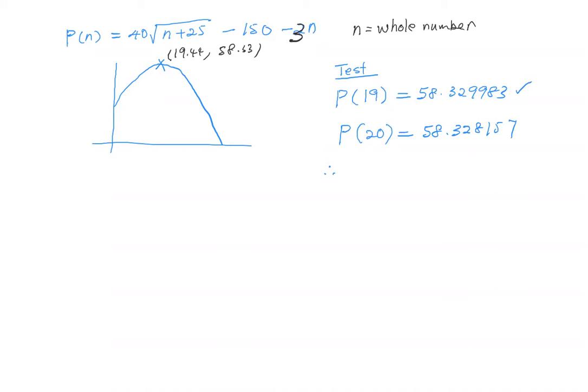So it's not a matter of rounding up or rounding down. You have to check. If you are talking about whole numbers, and 19.44 is not a whole number, you take one whole number before it, that is 19, and one whole number after it, that is 20, and you test. Then only you select. Therefore, n must be 19 to get the maximum profit. Do you get me?